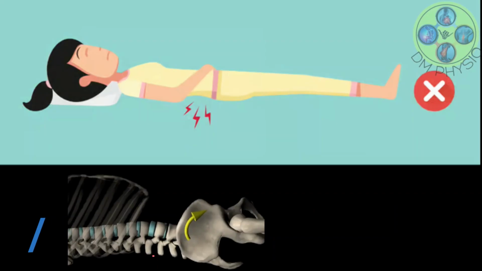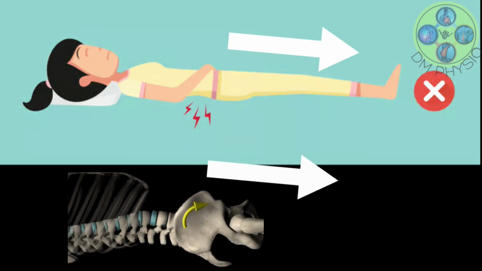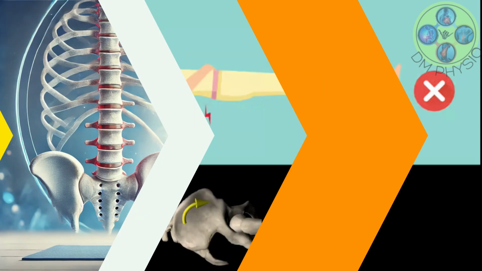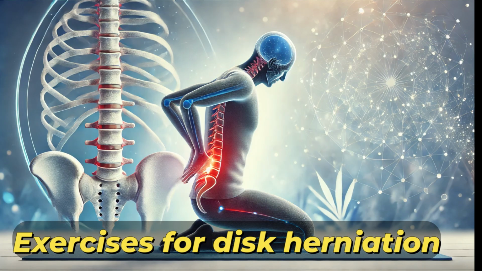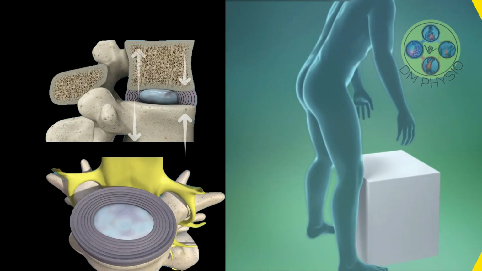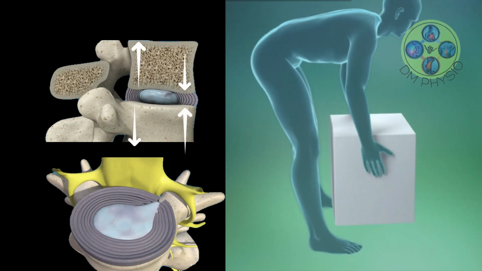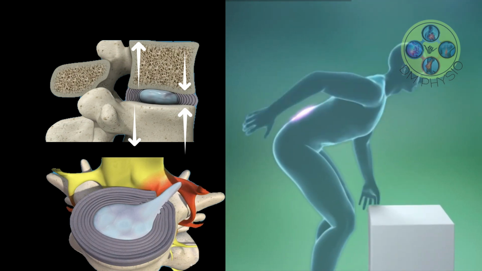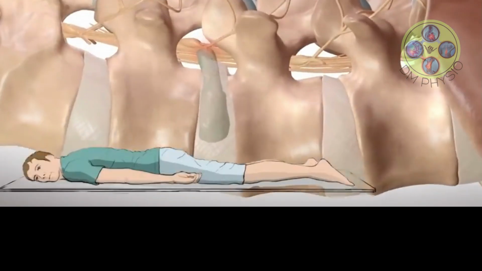Since the body has a natural curve, when you sleep on your back with straight legs, their weight increases the pressure on your lower back, which isn't ideal for disc herniation. Exercises for disc herniation. We've seen which movements cause the nucleus to slip out of the intervertebral disc, and now I'll show you exercises to help realign it and bring it back into place.